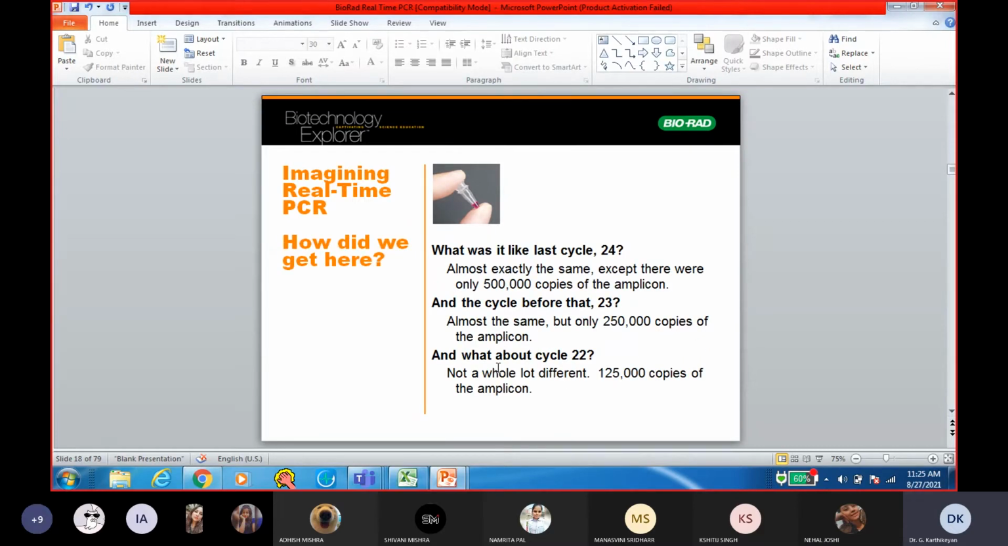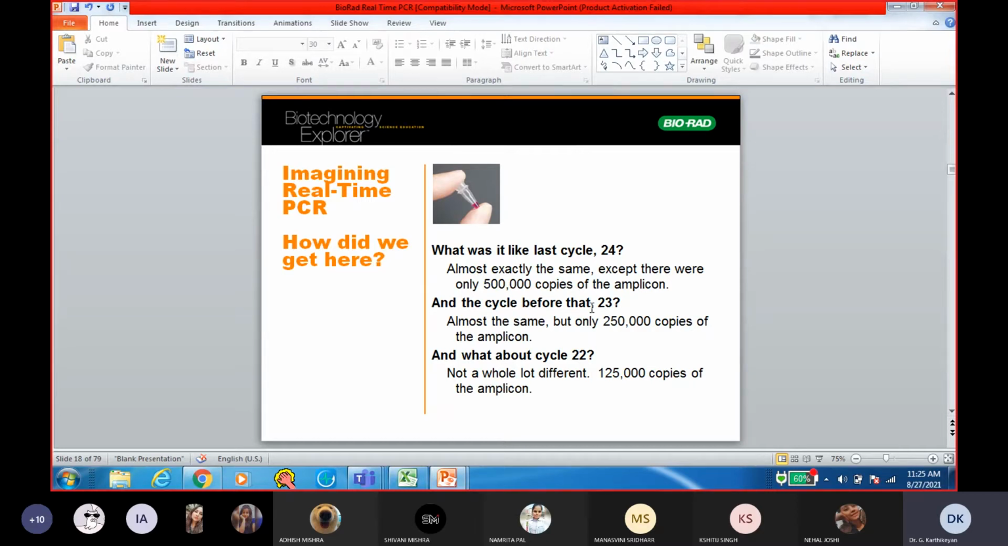So if it is 1 million in the 25th cycle, what would be there in the 24th cycle? It is exactly half of what it is in the 25th cycle, because as we know, 2 becomes 4, 4 becomes 8, 8 becomes 16. What was there before 16? It was 8. What was there before 8? It was 4. So if it is 1 million, then in cycle 24 you are going to have about 500,000 copies of the amplicon.